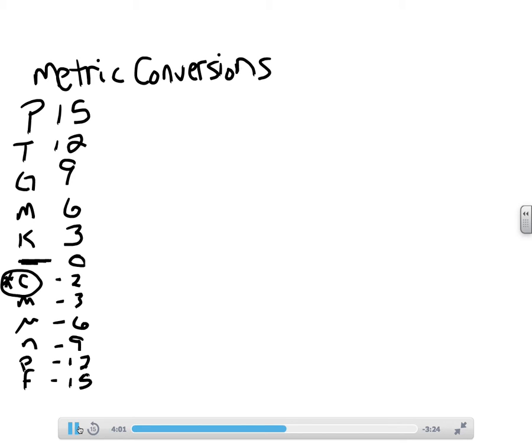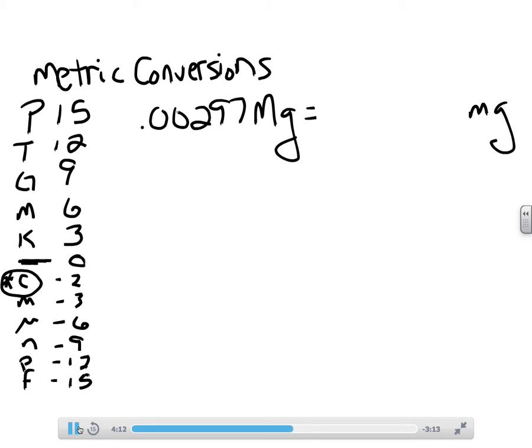So say we have 0.00297 megagrams, and we want to go to milligrams. Now, if you look at this, you've got to write your m's carefully because a big M and a little m are very, very different things here. So here, if I'm starting at megagrams, that's a capital M. The capitals are up on top. And I'm going to milligrams, the little one, that's going to be negative 3.